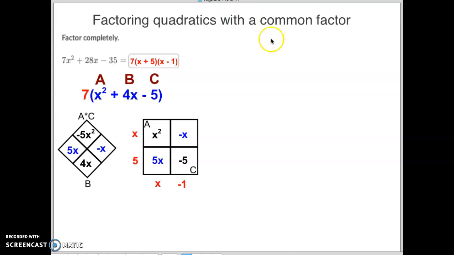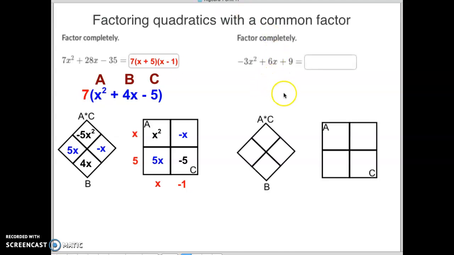Okay, let's do one more. A little quicker this time. All right, so we're going to see what do these all have in common. Now, if there's a negative in your A term, let's take the negative out with it. That just means the other two will become the opposite of what they are.